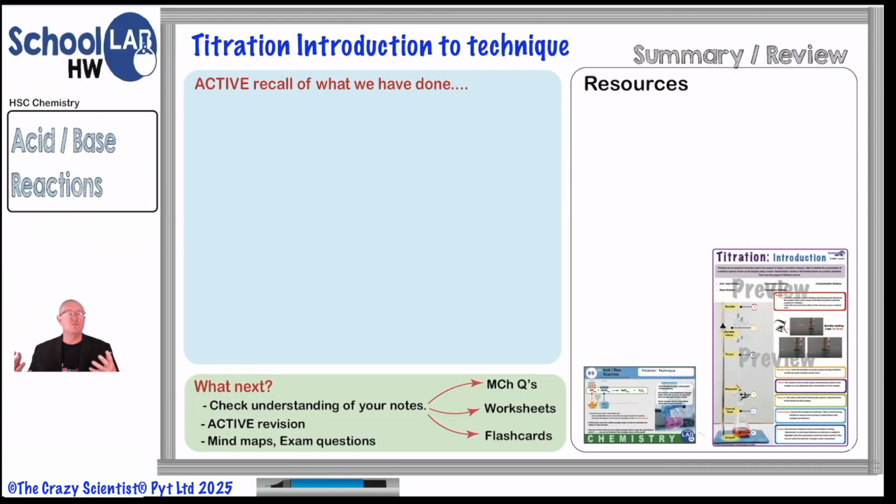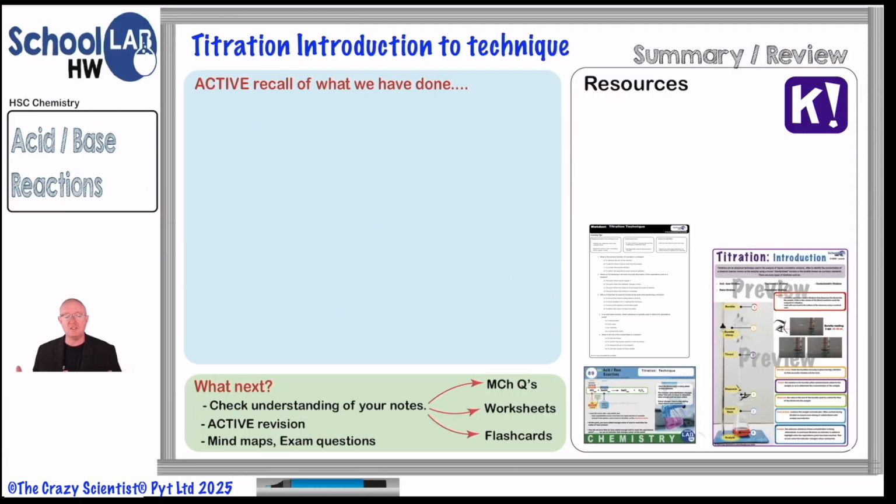So we've looked at what volumetric techniques are used in titration, acids and bases. Hopefully you have a better feel now for what an acid-base titration involves, how that works with the equation using stoichiometry to calculate the unknown. Don't worry, we're going to go through all the calculations in detail with examples in future videos, but this is to give you a feel for the technique and how we use it.